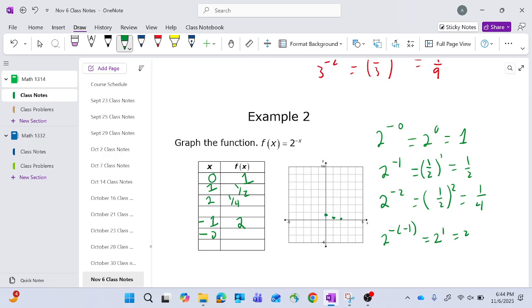And let's try negative 2. 2 to the negative of negative 2. Well, negative negative makes it positive, so it's 2 squared or 4. So when x is negative 1, you're at 2 right here. When you're at negative 2, you're at 4 right here. So what's happening is this graph actually got flipped compared to the last one. So it's going down instead of going up. And that's what a negative does. If you have a negative exponent, it flips the graph.